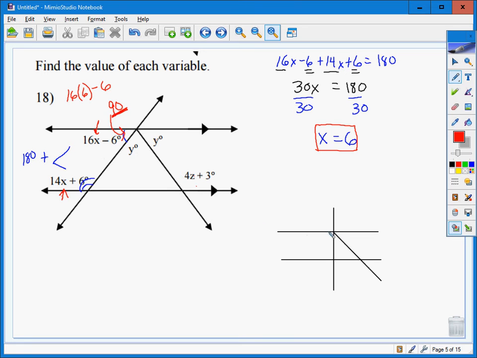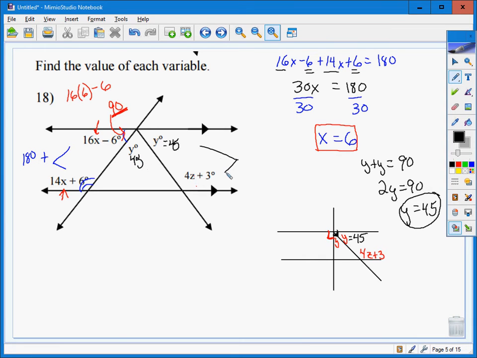Now, if this is 90 degrees, and this is y, and this is y, and this is 4z plus 3, by looking at my picture, if this was 90 degrees on this side, then on this side it would also be 90 degrees. So I have y plus y is equal to 90, or 2y equals 90, which means y is 45. There's the second one of my variables. And I'm going to put that into my picture as well. This is 45. This is 45.